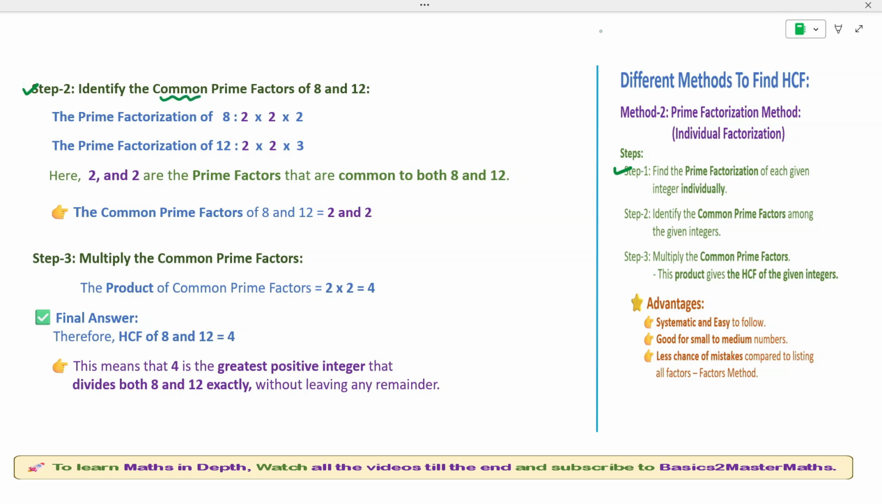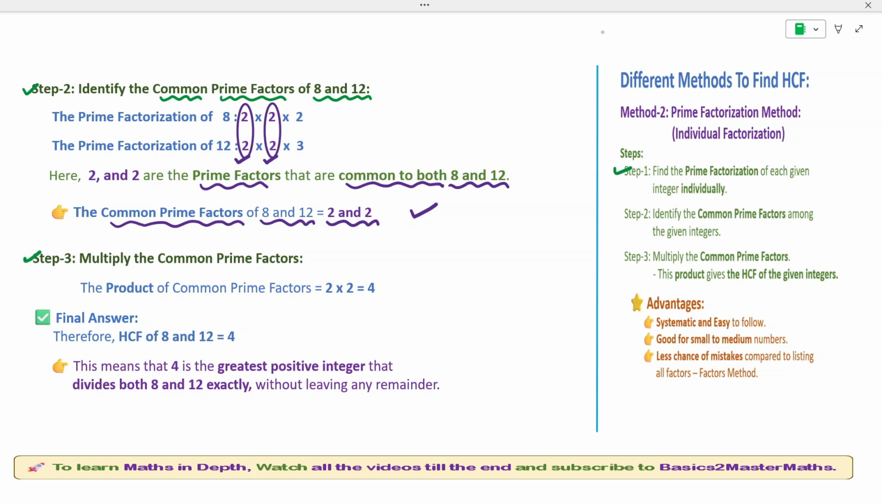Identify the common prime factors of 8 and 12. Observe here, 2 and 2 are the prime factors that are common to both 8 and 12. So, the common prime factors of 8 and 12 are 2 and 2. Got it?